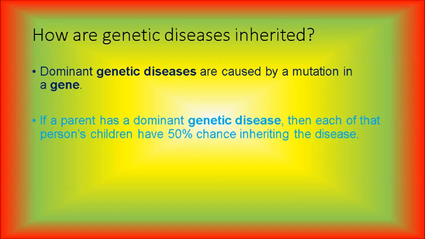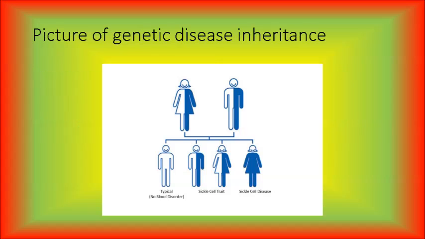How are genetic diseases inherited? Genetic traits can be passed through families in several distinct patterns. First of all, dominant genetic diseases are caused by a mutation in a gene. Second of all, if a parent has a dominant genetic disease, then each of that person's children has a 50% chance of inheriting the disease. This picture will show us how genetic diseases are inherited.